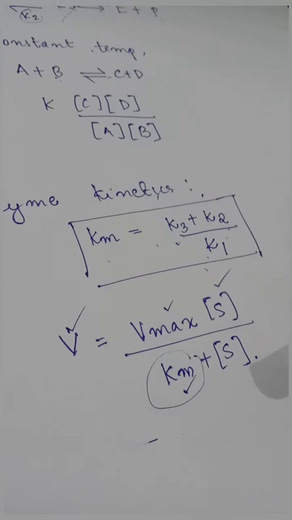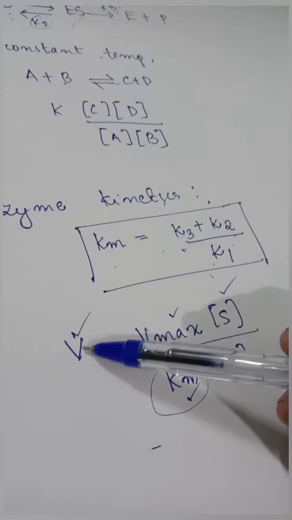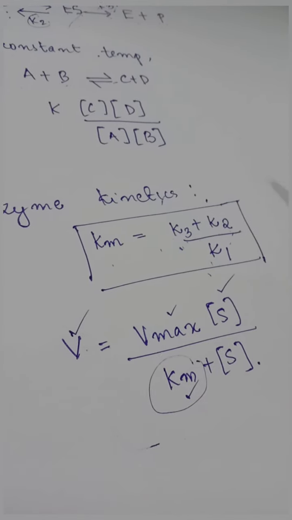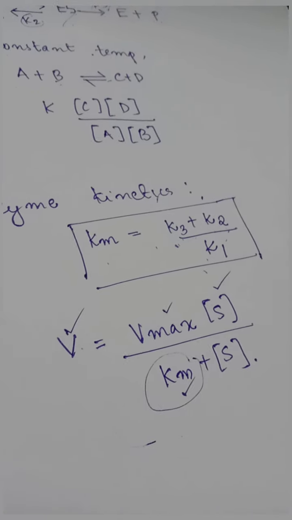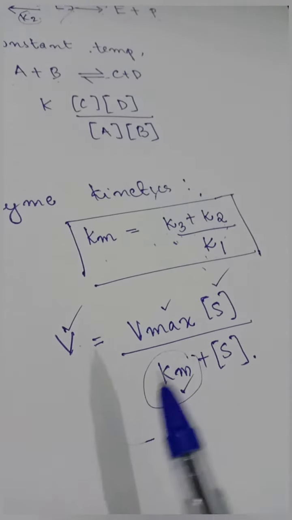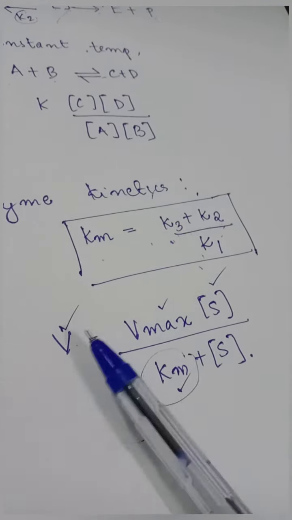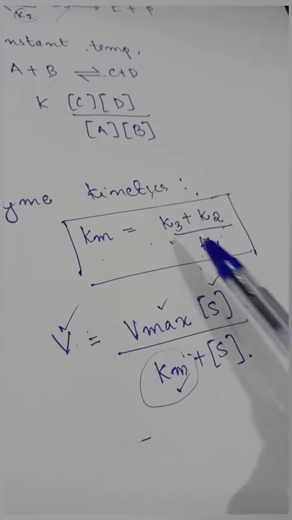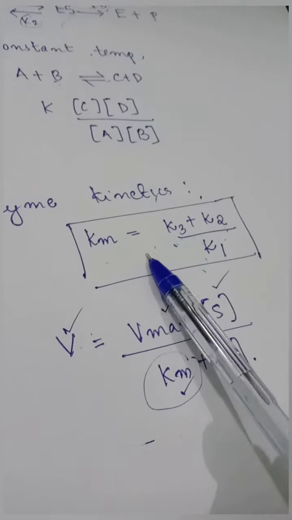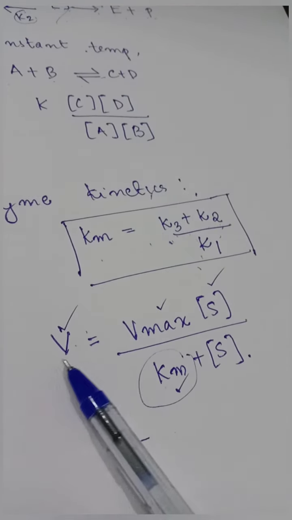If a question asks you to find V, and Vmax, Km and substrate are provided, you can simply write down the answer. And if the question asks you to find V, and Vmax and K1, K2, K3 are provided, then first you need to find Km, substitute the answer of Km here, and then you will get the final answer.